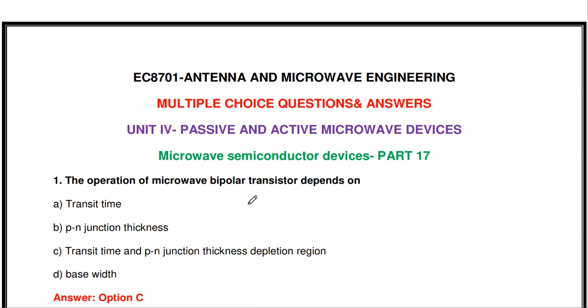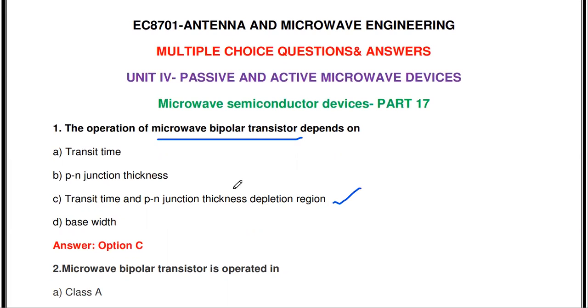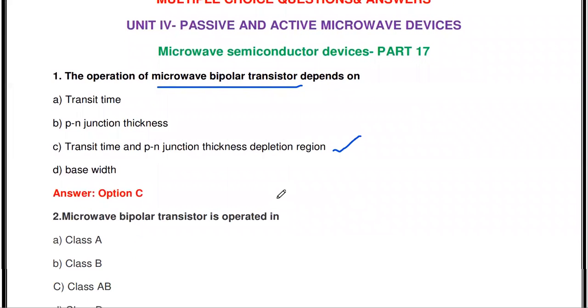So the first question. The operation of microwave bipolar transistor depends on dash: transit time, PN junction thickness, transit time and PN junction thickness, depletion region, base width. So the operation of the microwave bipolar transistor depends on the transit time and PN junction thickness as well as the depletion region. Based on these properties, the microwave bipolar transistor works. So C is the correct answer.